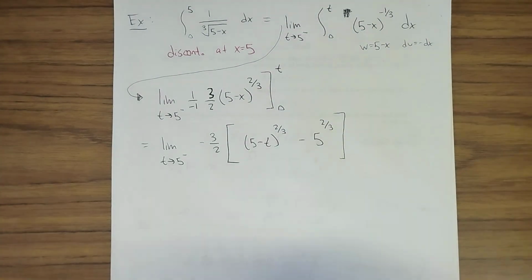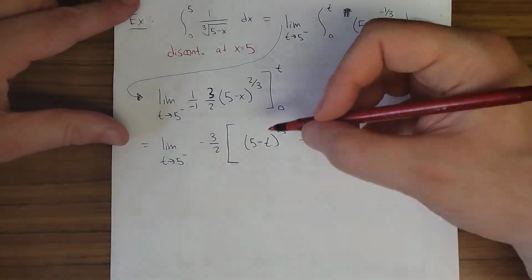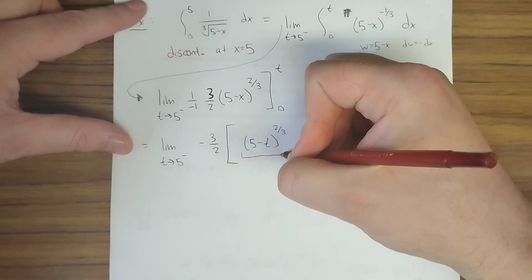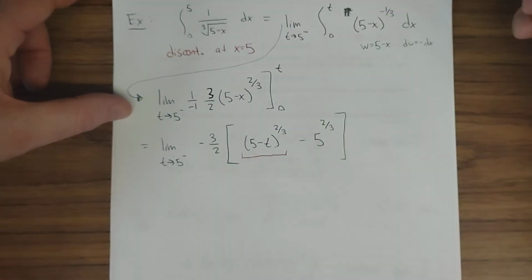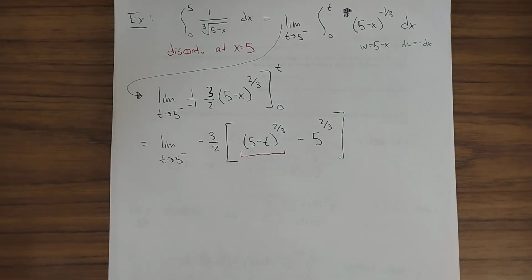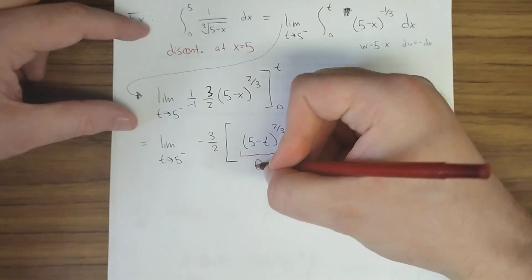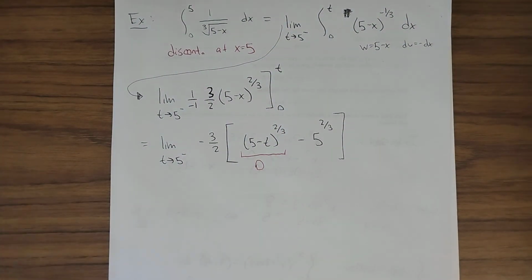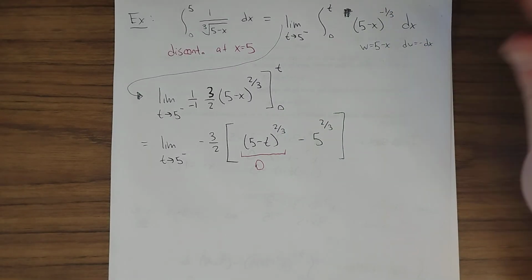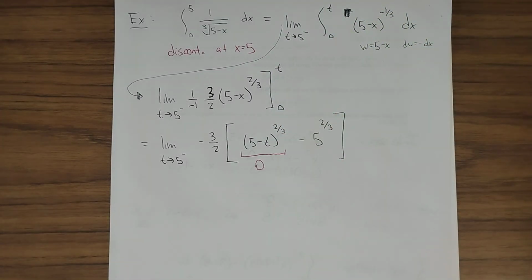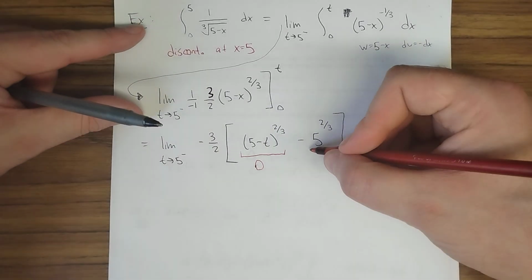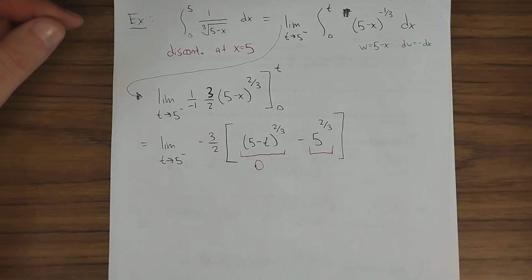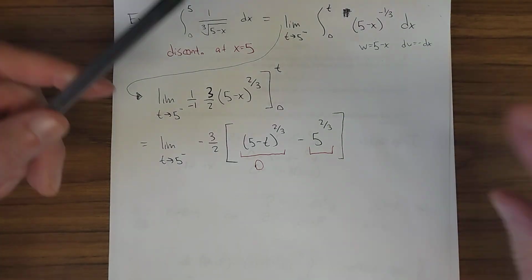Okay, now t goes to 5 from the left, and I'm taking a look at this part. This looks like I would get 0 to the 2/3. 0 to a positive power is just 0. And 2/3 is indeed a positive power. 0 to a negative power is undefined, or if you're doing a limit, then it's probably going to be infinity or negative infinity. But 0 to a positive power is just 0. This is just what it is. This doesn't even involve t. So we're good.